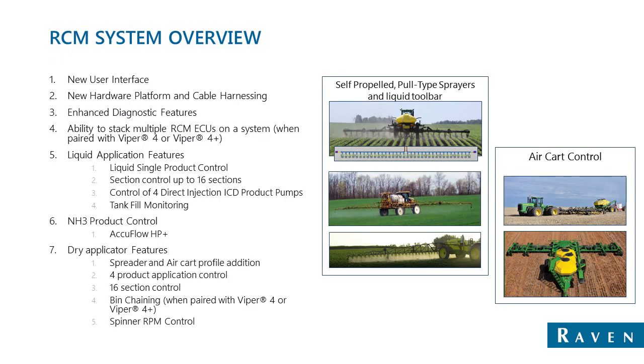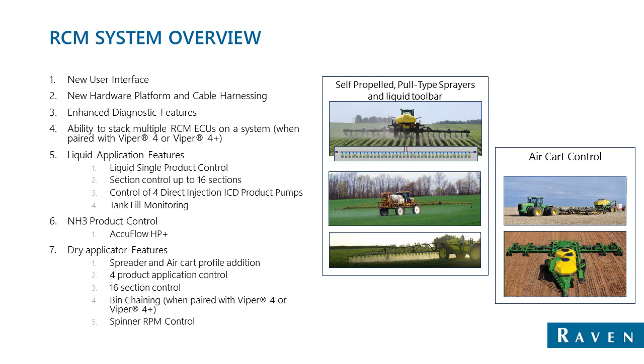So the RCM system overview. Like we've stated previously, it does have a new user interface, new hardware platform and cabling, and more advanced diagnostic features. You can stack multiple RCM ECUs on a system when paired with either a Viper 4 or Viper 4 Plus. Getting into more of the technical aspect of air carts and drills, you might need maybe 2 RCMs for multiple products. Then with our liquid application features, we have liquid single product control up to 16 sections, with the addition of 4 ICD injection pumps and also tank fill monitoring.